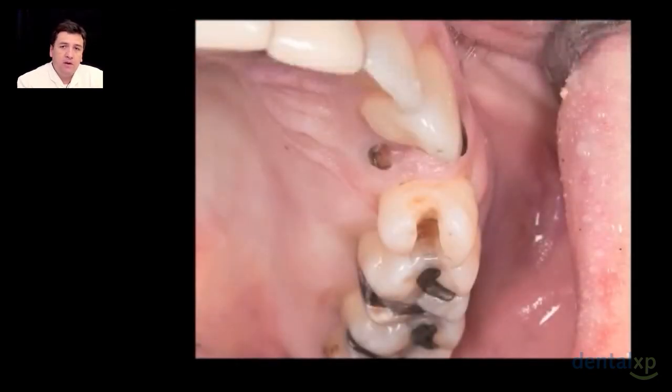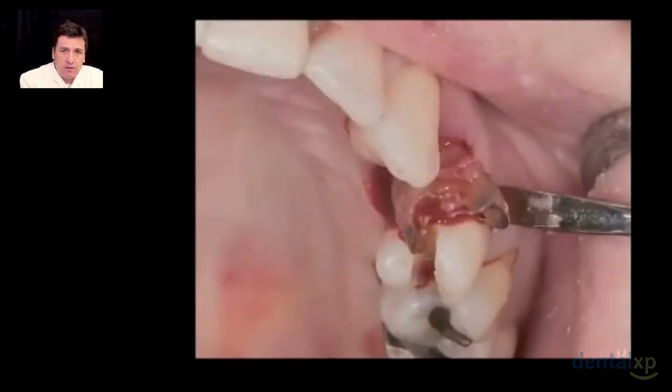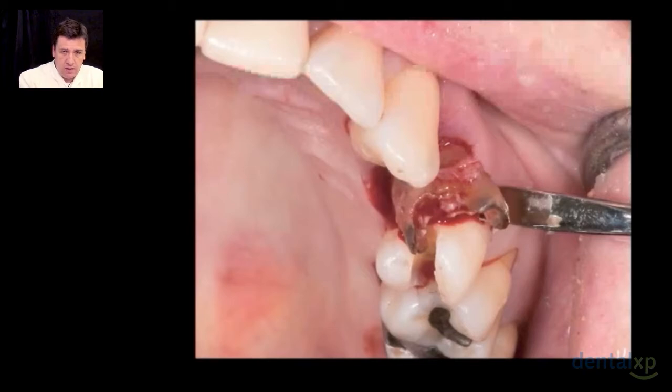Why? Because when we are using our turbine, we create a spray that could contaminate the site of the extraction. So first we will remove the caries, and in the second place we will remove the rest of our tooth. For that, we will use periotomes and a very gentle tooth extraction without compromising the papillas.